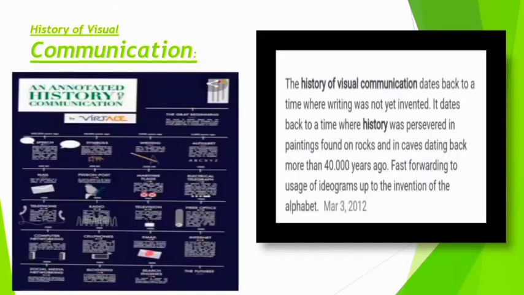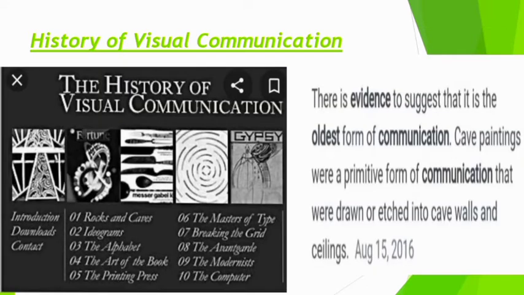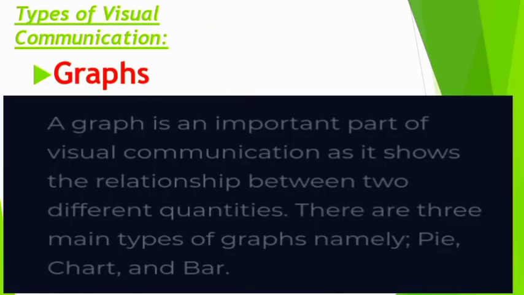Now we'll discuss the history of visual communication. When writing was not invented, history was preserved in paintings, in rocks and caves in the form of visuals more than 40,000 years ago. Visual communication is the oldest form of communication. Now we'll talk about types of visual communication.